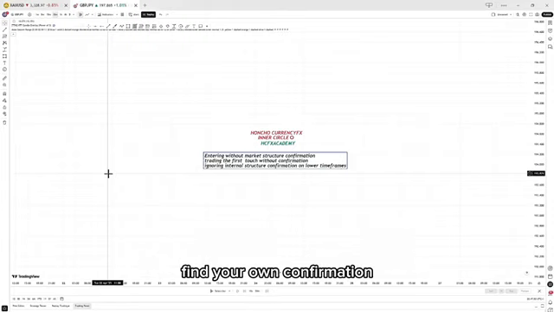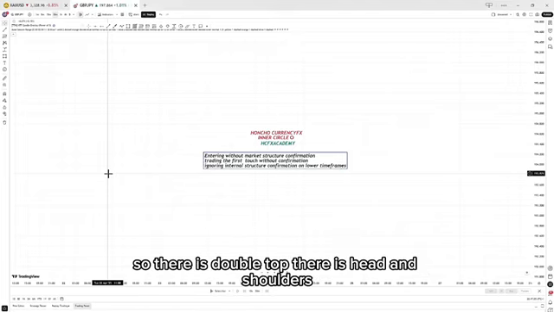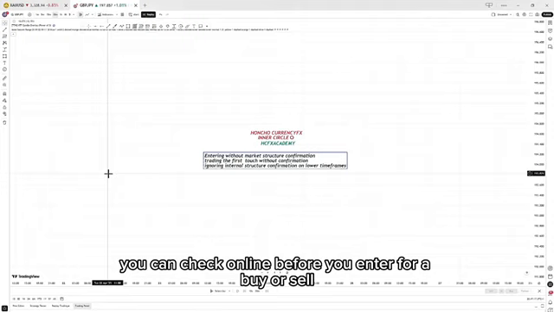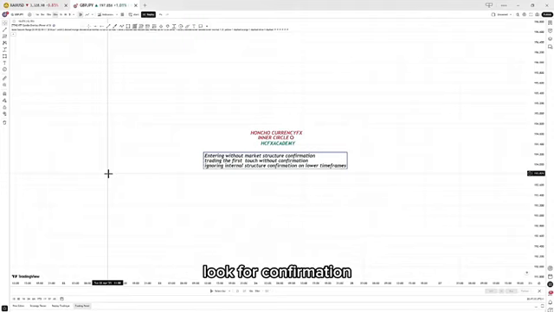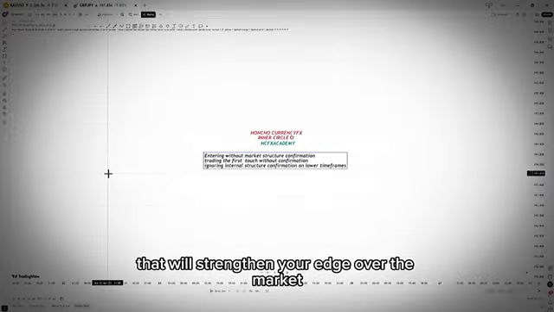Find your own confirmation. There are a lot of confirmations you can use when price gets to either your support or resistance level. There is double top, there is head and shoulders. There are some patterns you can check online before you enter for a buy or sell. Look for confirmation that will strengthen your edge over the market.